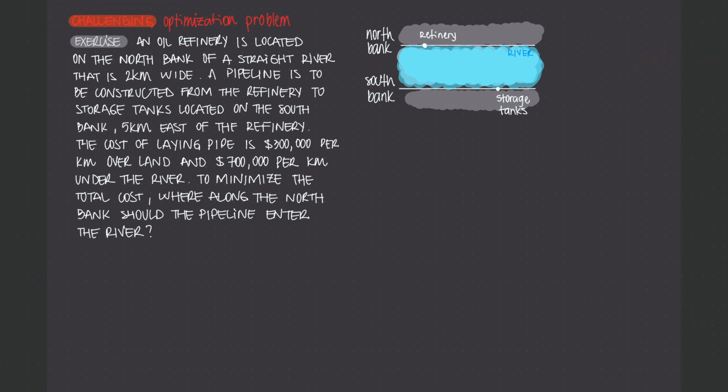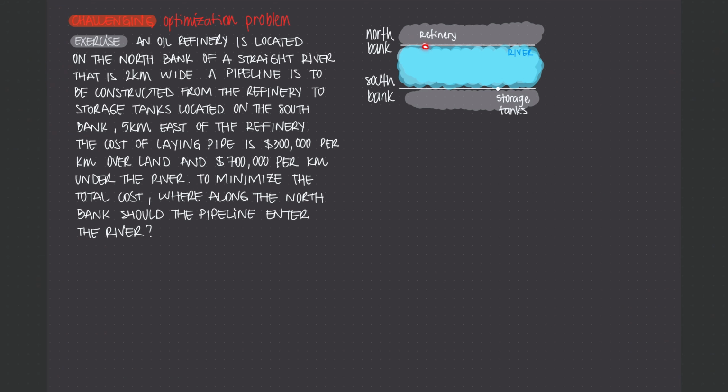We have an oil refinery which is on the north bank of a straight river that's 2 kilometers wide. We need to build a pipeline from the refinery to the storage tanks in a way that minimizes the total cost. And the question is, how should we build that? Should it just be one straight line from the refinery to the storage tanks? Maybe we go all the way to the south bank using a straight angle and then to the storage tanks, or maybe there's a point in the south bank which we can use to connect to the refinery, to only then move across the south bank. And if it's the third case, where should that point be located?